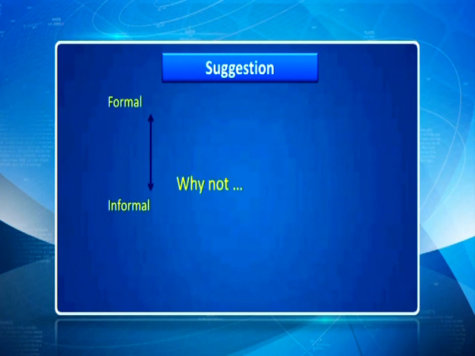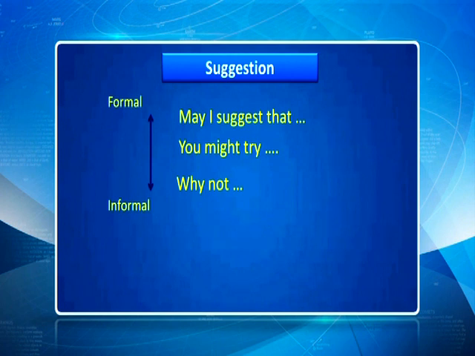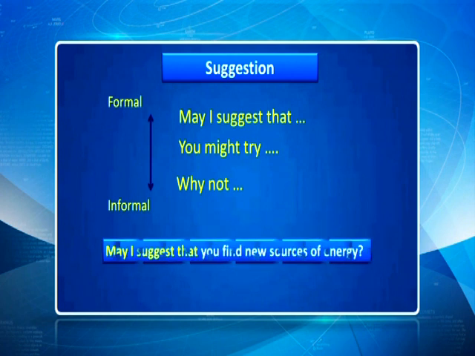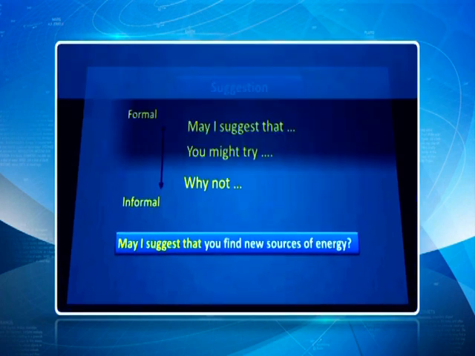Why not is informal. You might try, this is something in between. And formal English, you can say, may I suggest that? Our example would be, may I suggest that you find new sources of energy? And it is, again, a formal expression of using suggestions.